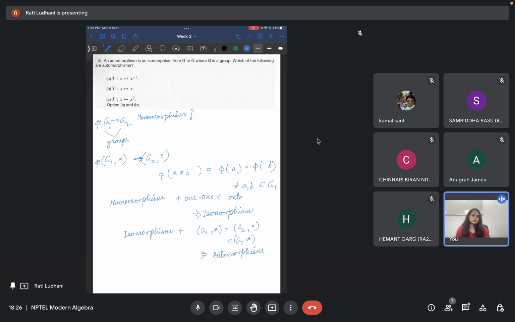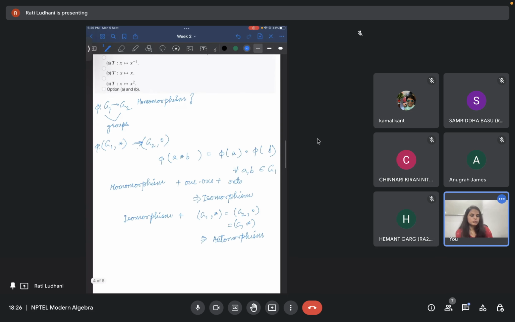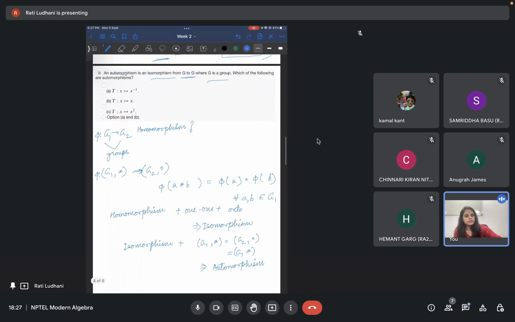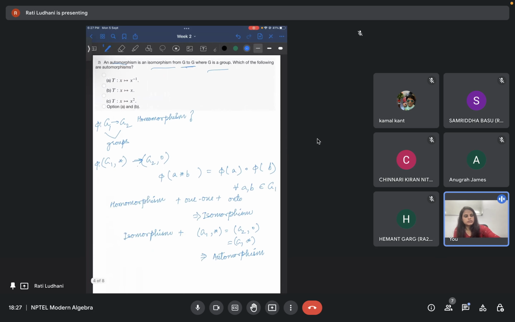So here the question comes. An automorphism is an isomorphism from G to G, where G is a group. If you take both G1 and G2 to be the same, then you are in automorphism, if this is also an isomorphism. Which of the following are automorphisms? To prove an automorphism, we have to prove all these properties: it should be a homomorphism, one-to-one, onto, and the groups are given to be the same, since they have already said it is going from G to G.